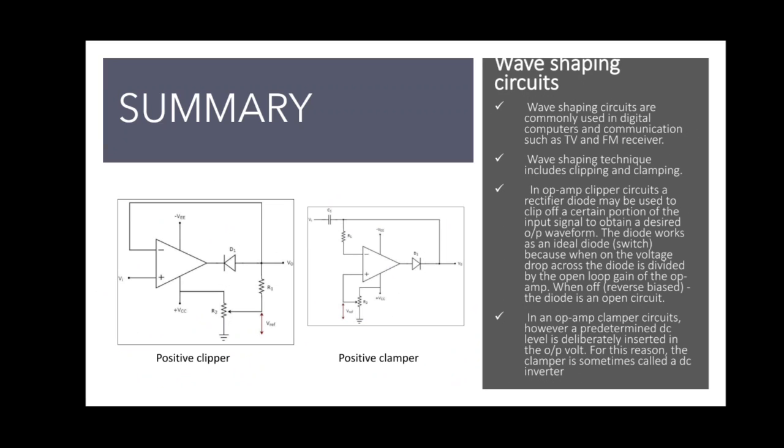The diode works as an ideal diode, that is, a switch, because when on, the voltage drop across the diode is divided by the open loop gain of the operational amplifier. When off, the diode is an open circuit. In operational amplifier clamper circuits, a predetermined DC level is deliberately inserted in the output voltage. For this reason, the clamper is sometimes called a DC inverter.